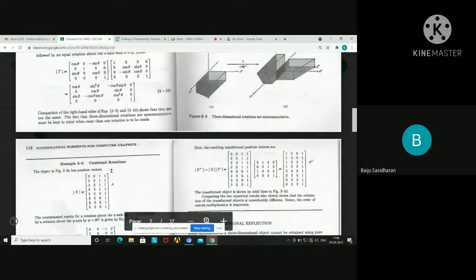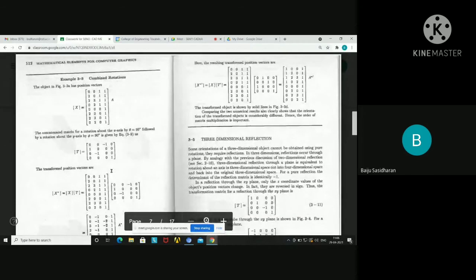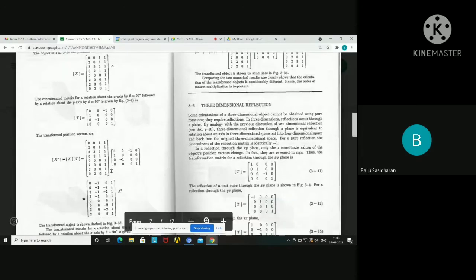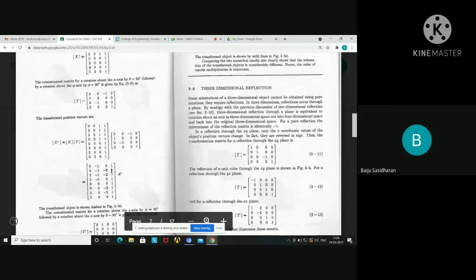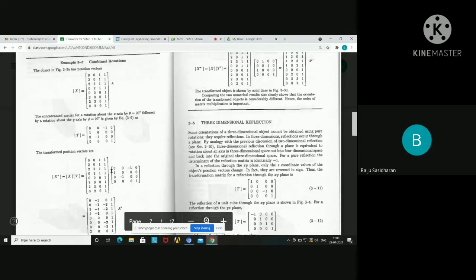Okay, next one is combined rotation. Combined rotation means we can rotate about x-axis, y-axis, and z-axis, and all these rotation matrices we can simply multiply in order to get a single concatenated matrix. With that concatenated matrix, you can obtain a combined transformation.